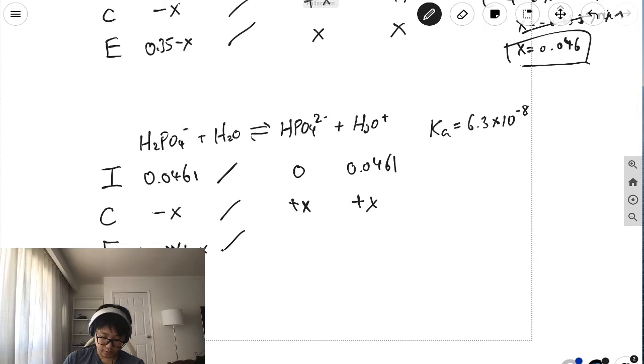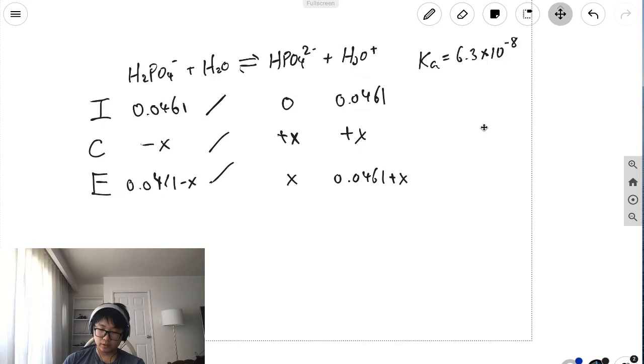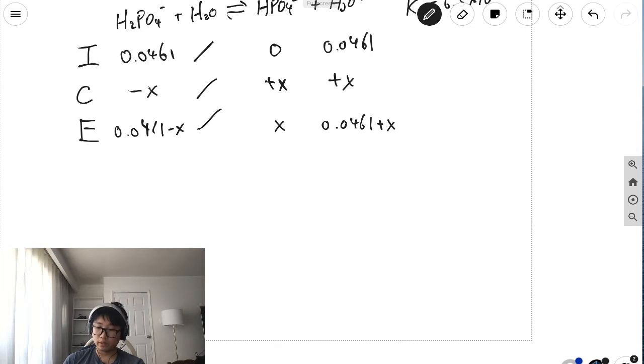0.0461 minus x. This time, this one is x. This is 0.0461 plus x. And then we're almost there because whatever we get for the final one here is going to be my H3O plus concentration and also my HPO4 minus concentration. Okay, so we're going to go with the Ka value again.